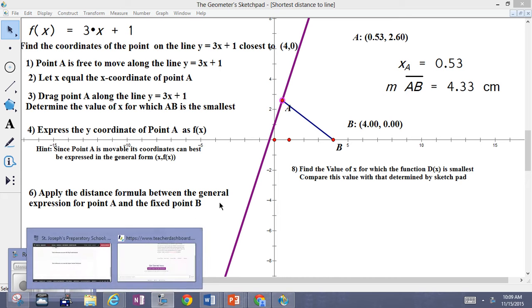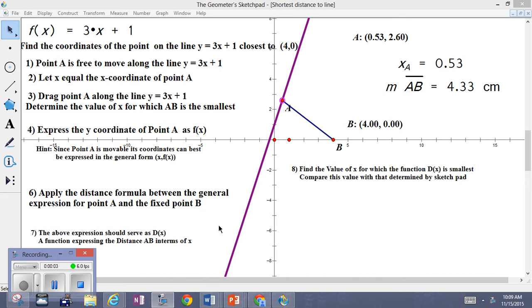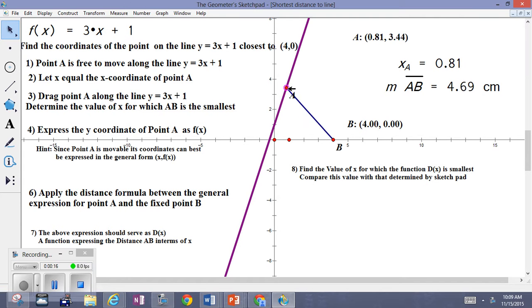We want to look at this particular problem, where you're trying to find the shortest distance from a fixed point, B at (4, 0), to a point on the line governed by the equation 3x plus 1. As you can see, this has been drawn up in Sketchpad, and point A is free to move on the line.